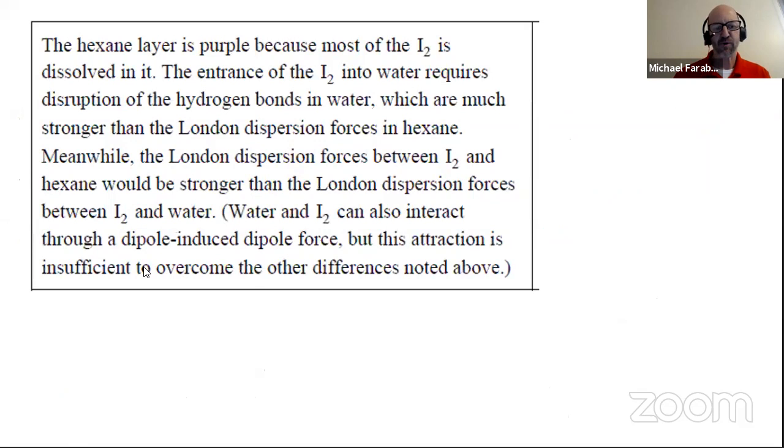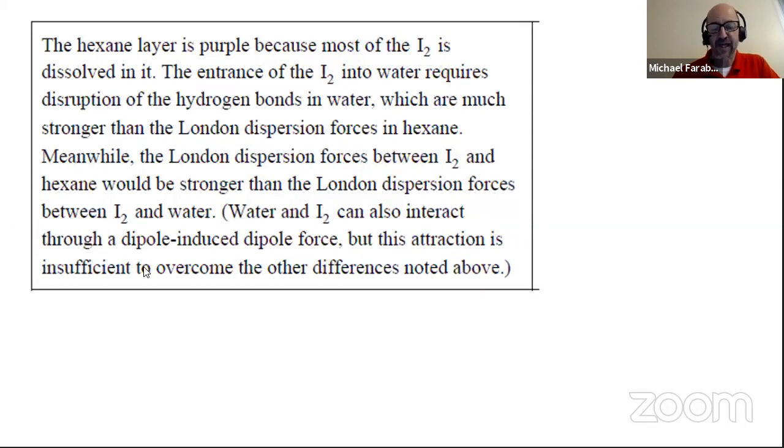On the official scoring guideline, it said that the entrance of the iodine into the water requires disruption of the hydrogen bonds in the water, which are much stronger than the London dispersion forces in hexane. Meanwhile, the London dispersion forces between iodine and hexane would be stronger than the London dispersion forces between iodine and water.